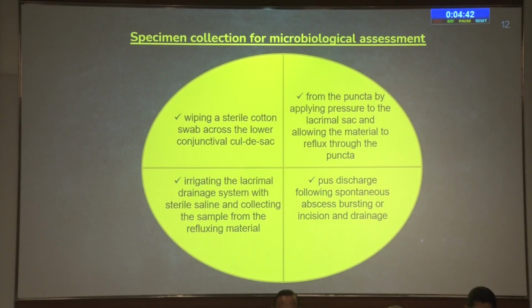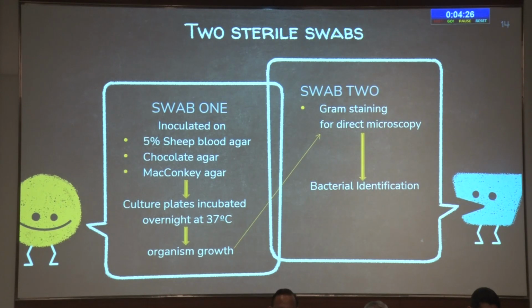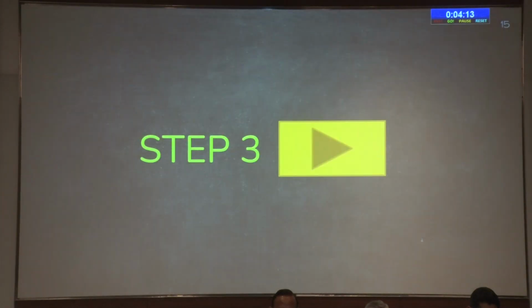First, the specimen collection was done with the help of sterile cotton swabs swiped against the lower conjunctiva, irrigation of the lacrimal drainage system, or applying pressure on the lacrimal system, and any spontaneous abscess pus was collected, or incision and drainage was done. 2 sterile swabs were taken. One was inoculated over the blood agar, chocolate agar, and MacConkey agar, and incubated overnight at 37 degrees Celsius, and then was taken for gram staining. And swab 2 was directly taken for gram staining.